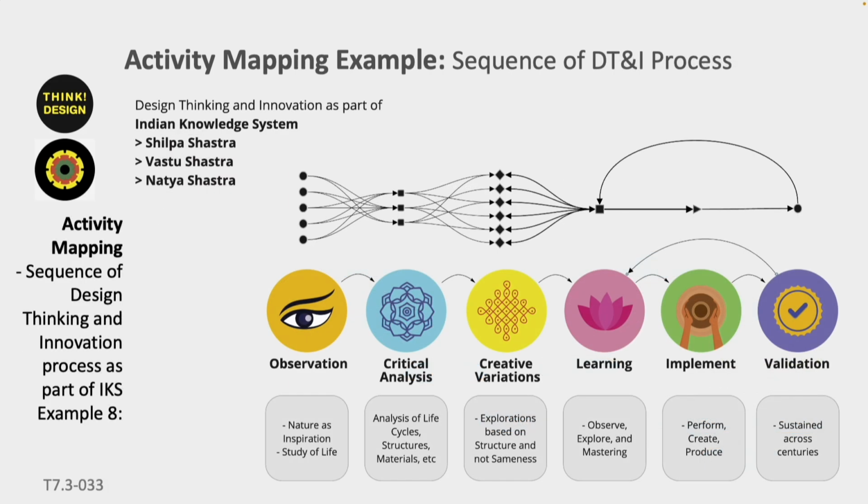If you remember the models of design thinking and innovation process with respect to Indian knowledge systems, we looked at the different phases. It goes from observations to critical analysis, creative variations, learnings, implementing and validation of it. And if you look at it, it's nothing but an activity mapping, and at one glance it gives you the big picture of how Indian knowledge system can be part of the design thinking and innovation process.